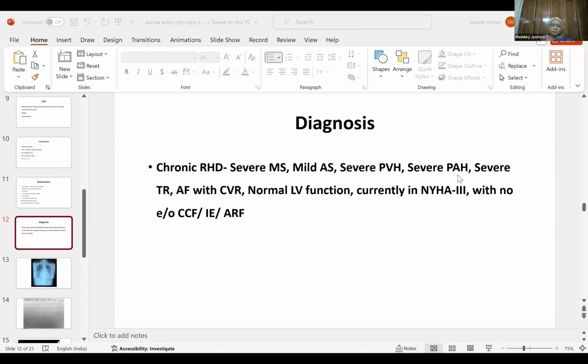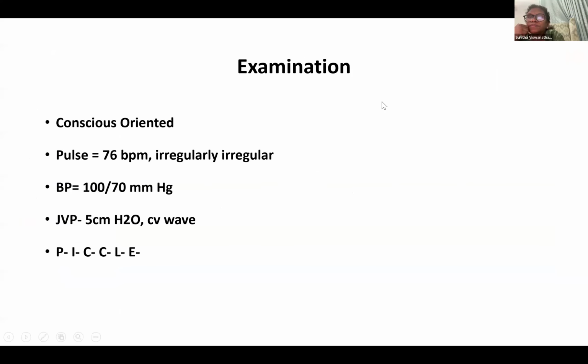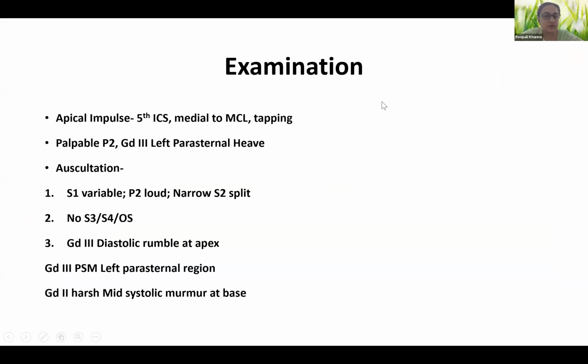Anyway, they came back. Someone, can you show the examination slide? We were having a discussion about why you called it mild AS, what features you had. The murmur side, the cardiovascular examination you were showing. Why were you saying AS?